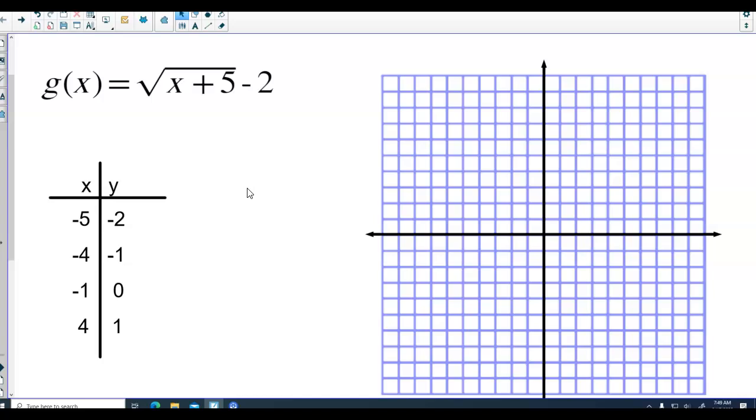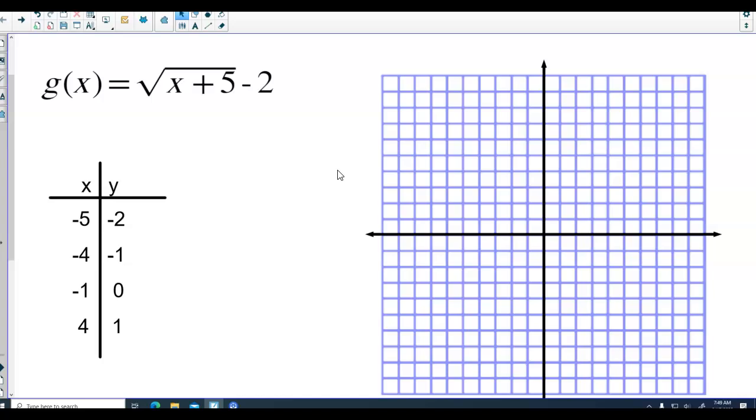And the reason I chose those numbers is it gave me a 0, a 1, a 4, and a 9 under the radical. So, -5 plus 5 is 0, the square root of 0 is 0, 0 minus 2 is -2. When I plug -4 in for x, -4 plus 5 is 1, the square root of 1 is 1, 1 minus 2 is -1. -1 plus 5 is 4, square root of 4 is 2, 2 minus 2 is 0. And 4 plus 5 is 9. The square root of 9 is 3. 3 minus 2 is 1.